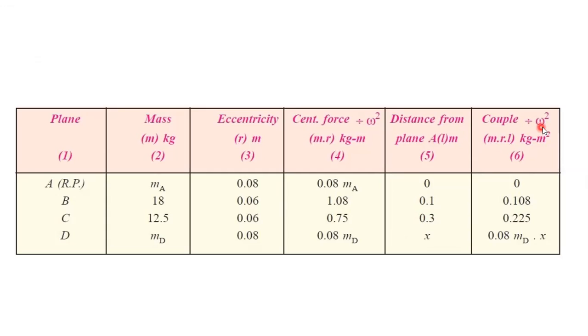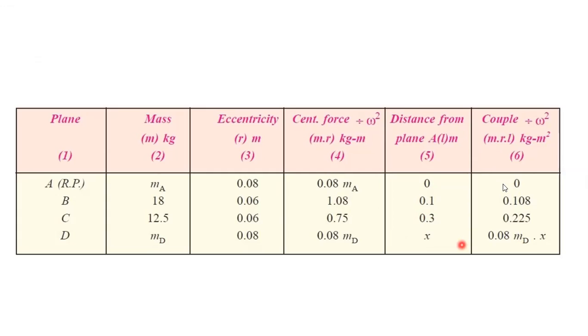If they divide by omega square, mr is the centrifugal force and L is the length, the distance from the reference plane. So mrl is just multiplying tabular column 4 and 5. If you multiply these two tabular columns, you will be getting the couple values. And now look at the couple.